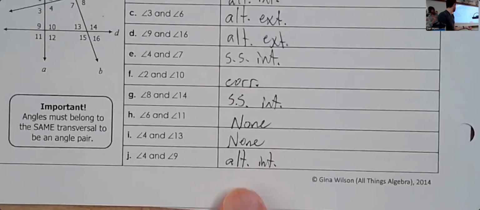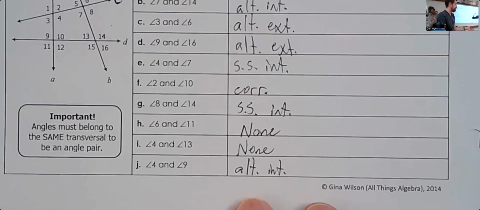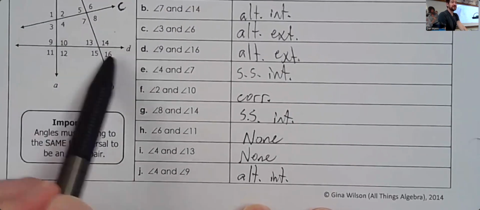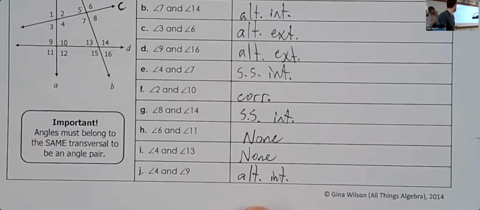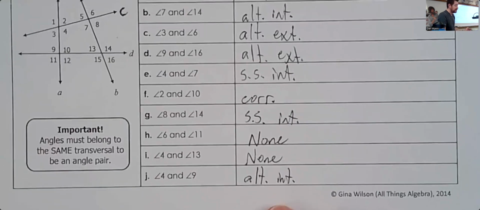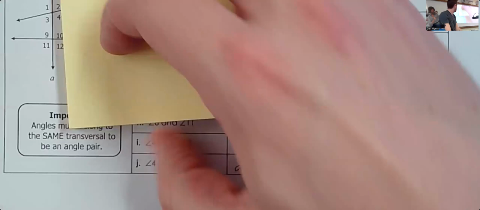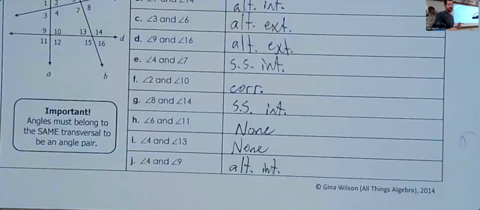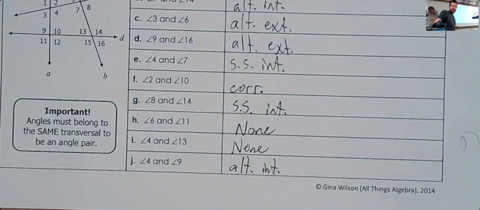Same with 4 and 13. 4 is with this group up here, 13 is down here. Two completely different sets of intersecting lines. They can't have a relationship between the two. However, the last two, 4 and 9, would be on the left side, right here and here. So those would be alternate interior angles for J, angles 4 and 9.